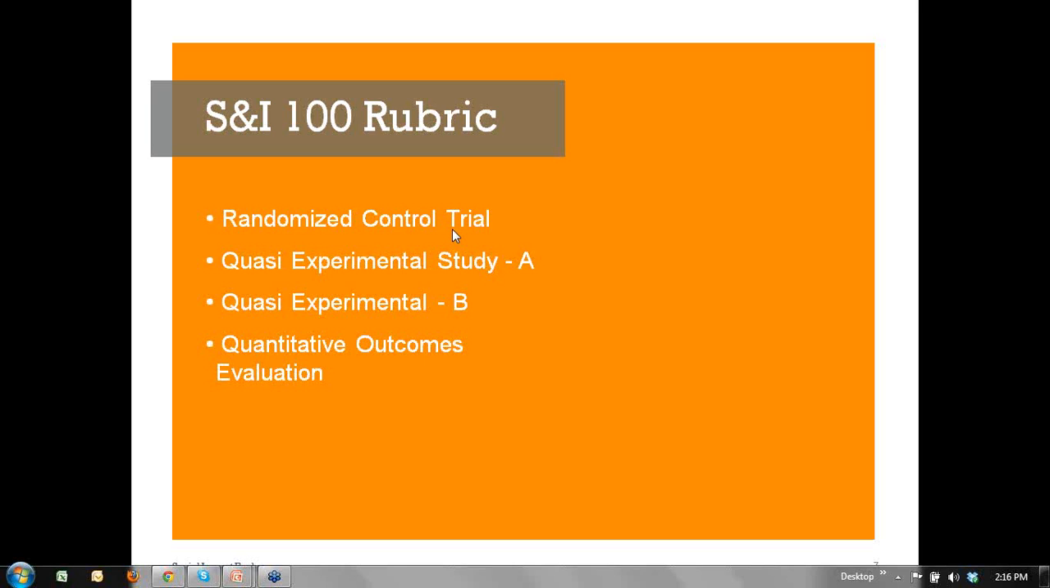This is an example of what we call a quasi-experimental study A, in which the control group was actually formed from the kids that applied for the program but didn't get in. That way, both groups were similar in terms of not only demographics, but parental interest and parental motivation. So you can see if you compare a quasi-experimental study A with a quasi-experimental study B, you can see why we score a quasi-experimental study A higher than the quasi-experimental study B, because it simply controls for more factors.